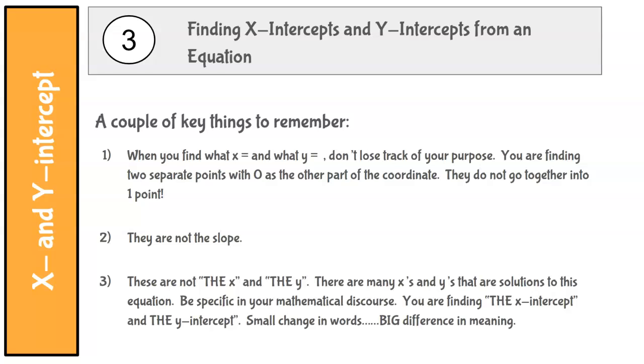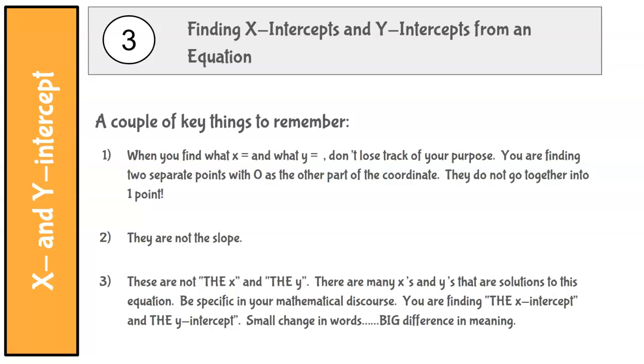A couple of key things to remember here is that when you find what x equals and what y equals, don't lose track of your purpose. Boy, that'll preach. In life, you might be bogged down and you lose track of your purpose. Go back to what you're trying to accomplish with your life. In math, you're trying to find two separate points with the 0 as the other part of the coordinate. They do not go together into one point. We are trying to find two separate points.